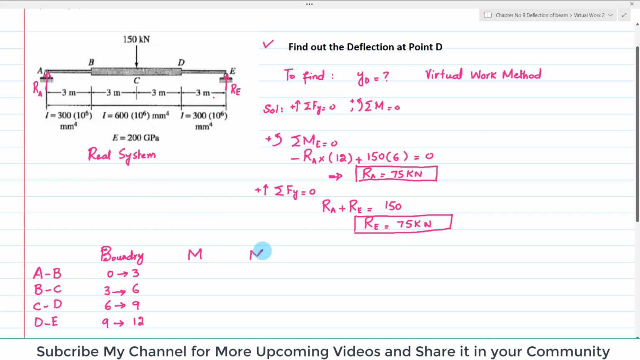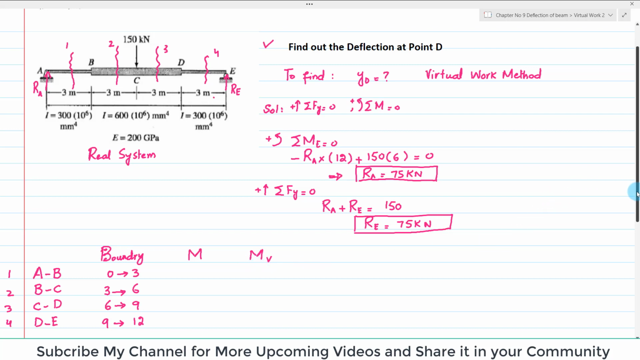Okay, then in the next step we will find the equation of moment for the real system as well as the equation of moment for the virtual system. So we will draw it below. First we will section it here. This will be section 1, then section 2, then section 3, and then section 4. So we will section it at 4 different places, and we will find the moment equation for this real system. And then we will calculate the moment for the virtual system as well.